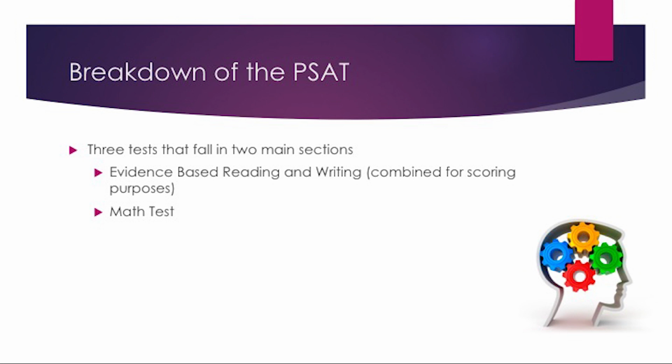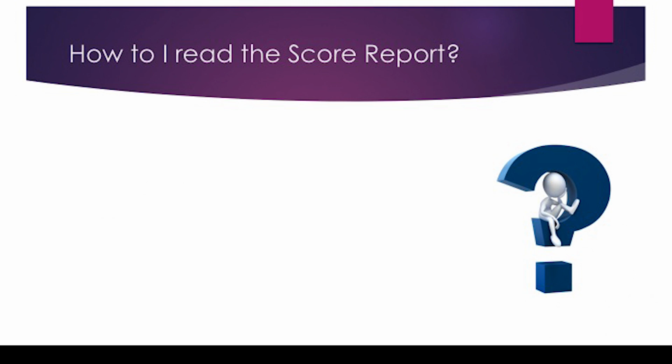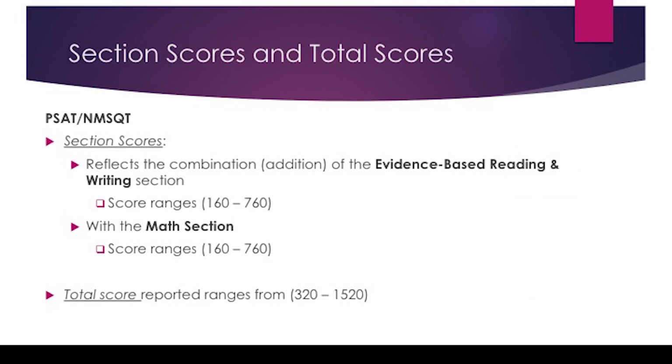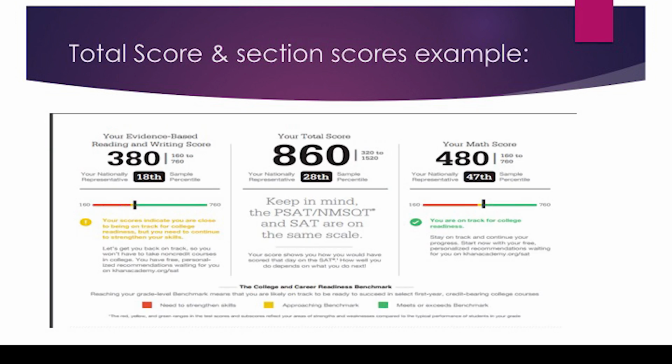The PSAT has 3 tests that are broken down into 2 main sections. Section 1 is evidence-based reading and writing, and Section 2 is math. Next, we are going to talk about how to read your score report. You will find on your report that there are section scores and there are total scores. The section scores range from 160 to 760, and the total scores range from 320 to 1520.